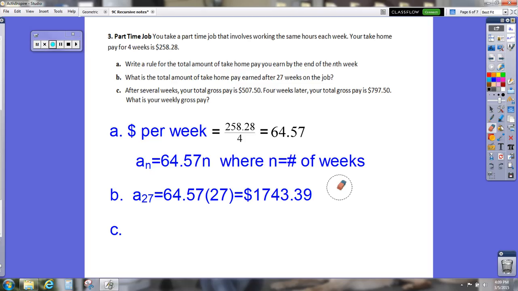After some unspecified time, so several weeks plus 4, you're going to make $797.50. The first thing we need to do is find the difference between what you're making now and what you made before. Then we're going to divide that by 4, because we know you made that amount of money in those last 4 weeks. So in those last 4 weeks, you made $72.50 per week.